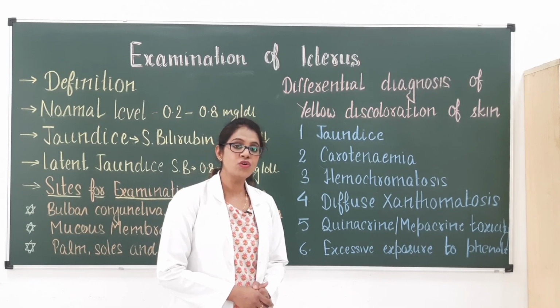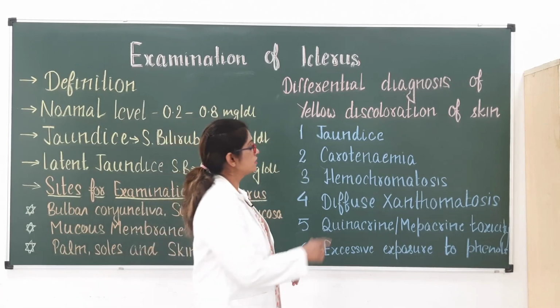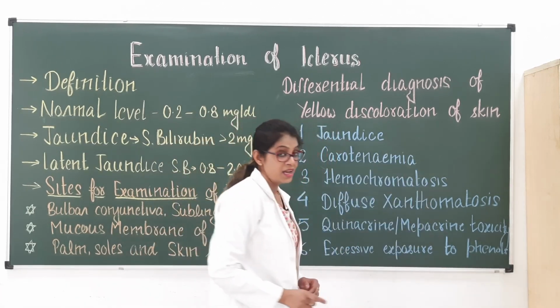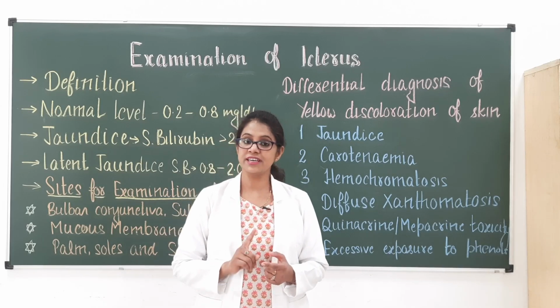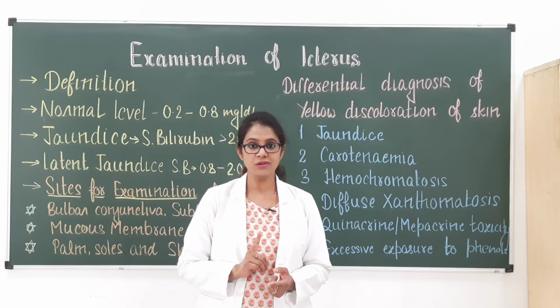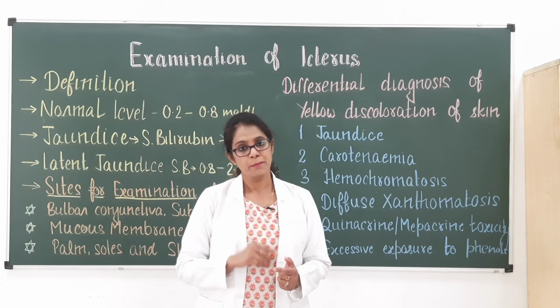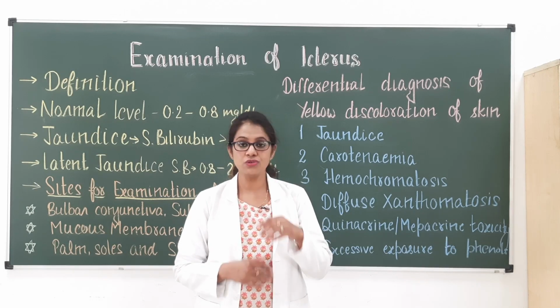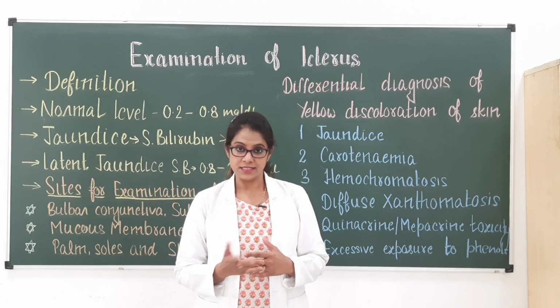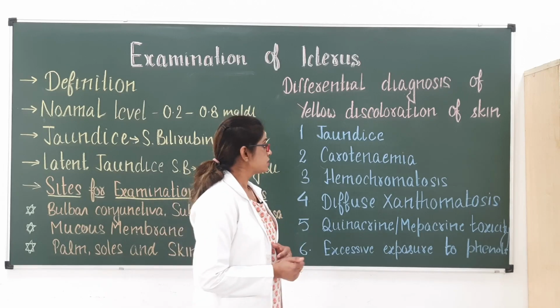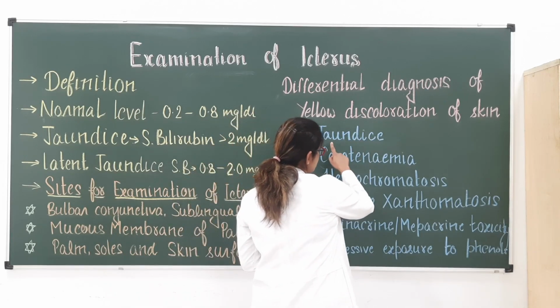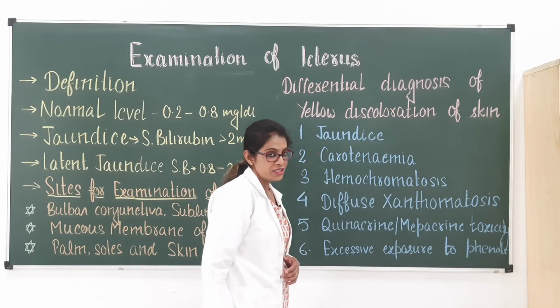Now we must know the differential diagnosis of yellow discoloration of the skin. I am not saying differential diagnosis of icterus, because there is only one cause of icterus, that is jaundice, but there may be many other causes of yellow discoloration of skin. So what are the other causes? The first and most common cause we know is jaundice.